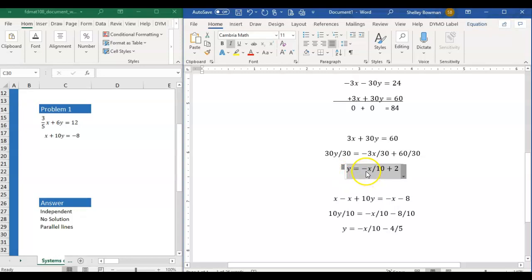So I have a slope of negative 1/10. That means that I am rising, or in this case going down 1 and running 10, starting at the y-intercept of positive 2. Here I'm starting at the y-intercept of negative 4/5, but I have the exact same slope. So these two are in different starting places, but with the same slope. There's no way that these two lines can intersect, and therefore they are independent, or no solution, or parallel lines, however you want to write that.